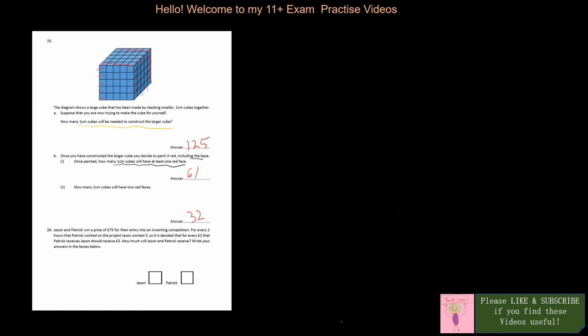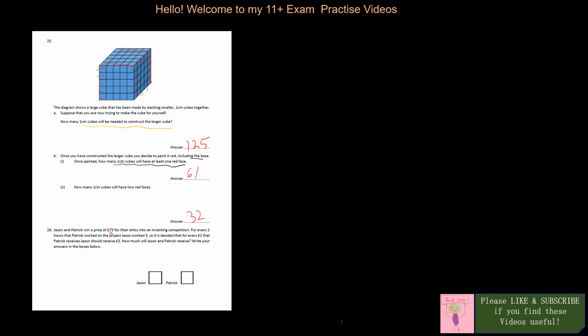So then the next one is Jason and Patrick win a prize of £75 for their entry into an inventing competition. For every 2 hours that Patrick worked on the project, Jason worked 3. So it is decided for every £2 that Patrick receives, Jason should receive £3. How much will Jason and Patrick receive? Write your answer in the boxes below.